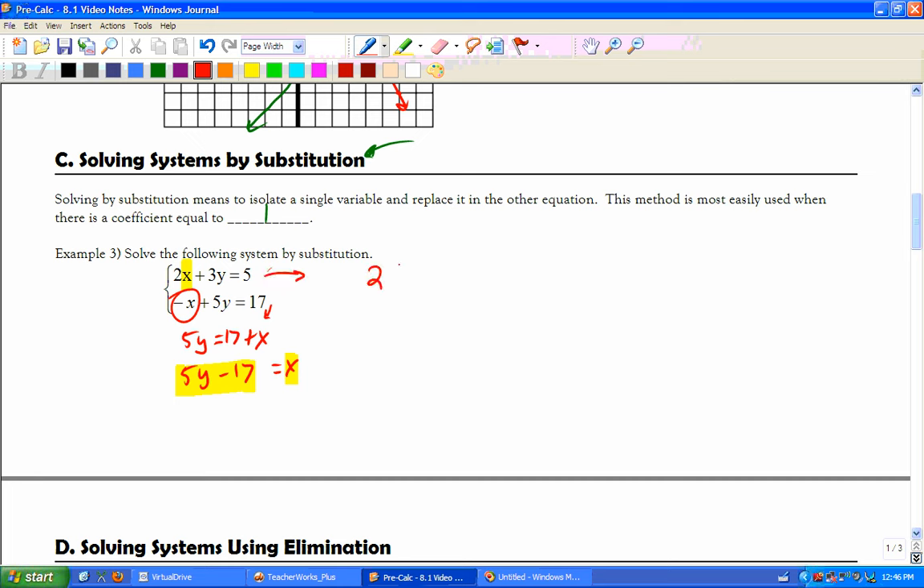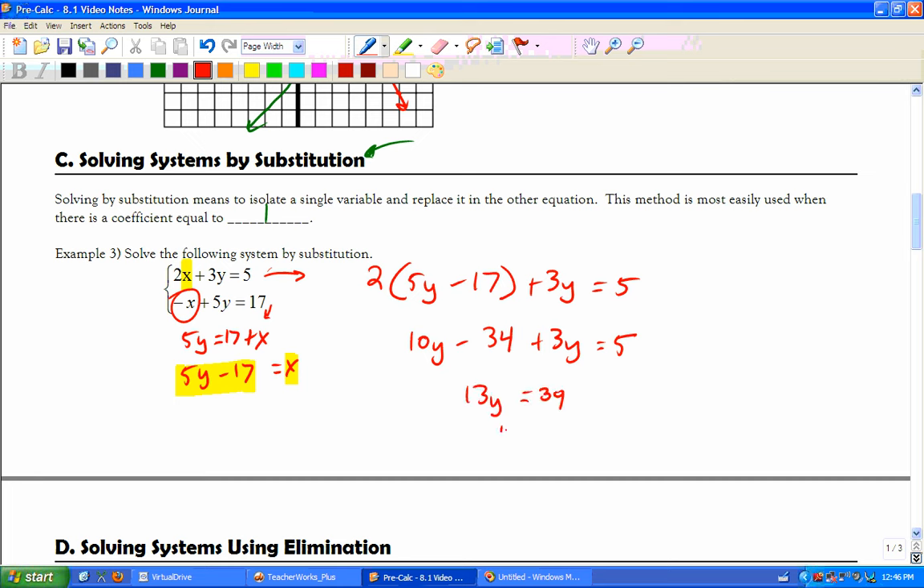So in our other equation, we're going to say 2 times (5y minus 17) plus 3y equals 5. This means that 10y minus 34 plus 3y will equal 5. So 13y will equal 39, and y equals 3.